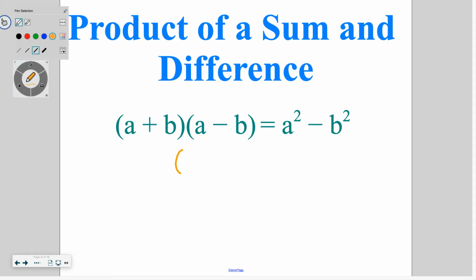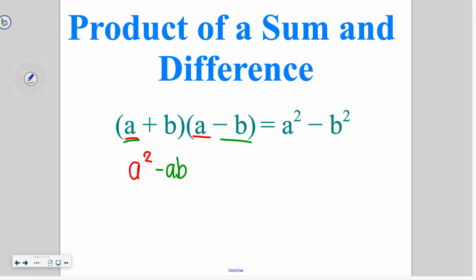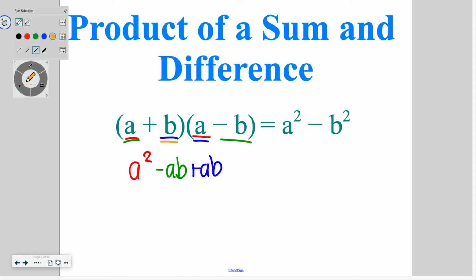Again, if we start with our foiling, a plus b, a minus b, our first term is a times a, or a squared. Our outside terms are a times negative b, or negative ab. Our inside terms are b times a, or positive ab. And our last is b times negative b, which gives me negative b to the second power.